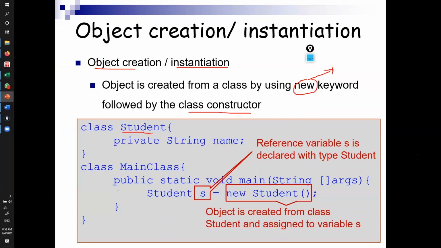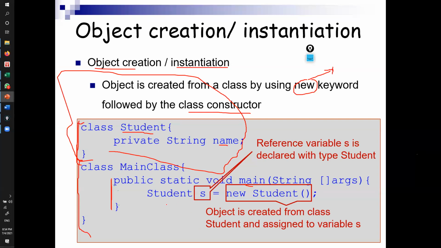So let's look at this Student, for example. This is our class, and we have one parameter which is a name. Now you can have many classes in one program. There is another class here, and this class is going to contain the main method, which means any execution of my program will start from this class, specifically inside the main method. To be able to use anything defined in this class, I need to create an instance of that class.